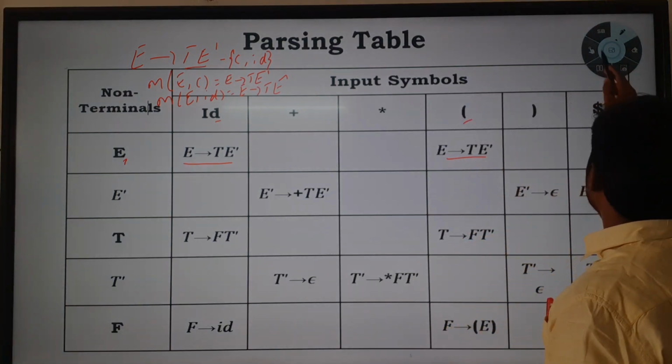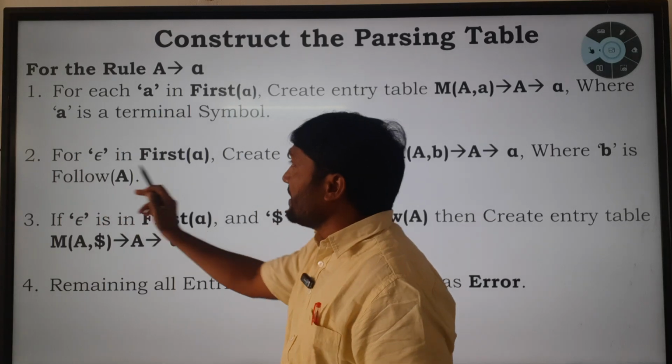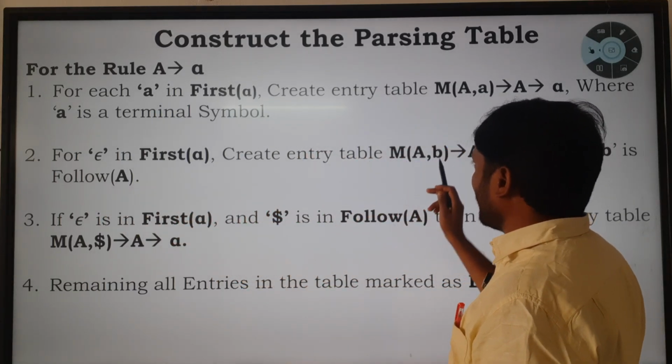And come to the second rule here. What is the second rule here? For epsilon in first of alpha, create the entry table M of A comma b.